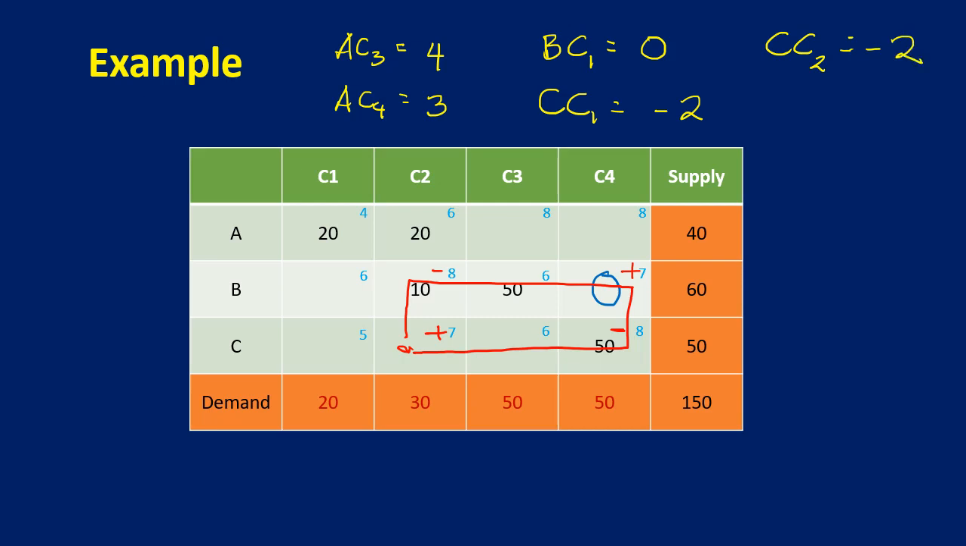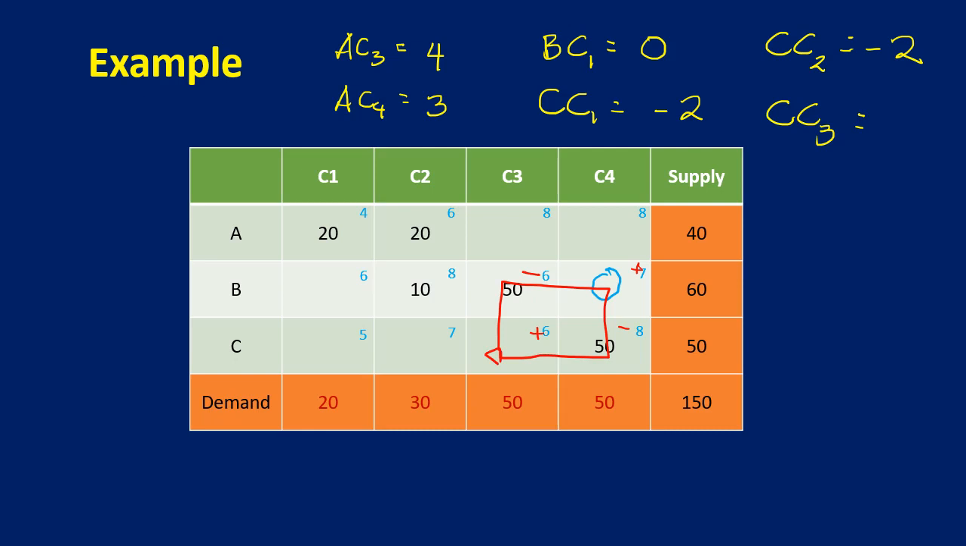And then lastly at CC3, again, I'm just erasing. Oops, got erased. We have a 0 here. At CC3, I will go this way. I'm sorry, I should start at the occupied cell. So that's 6, -6, +7, -8. That's our closed path. So what is that? That is -1. So this is not yet optimal because we have negative improvement indices here.